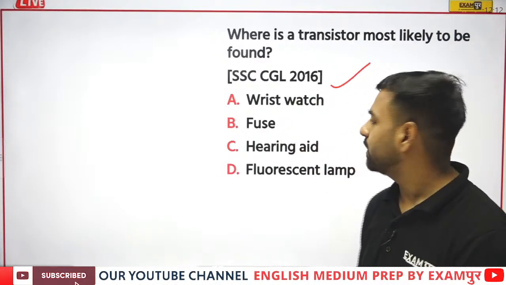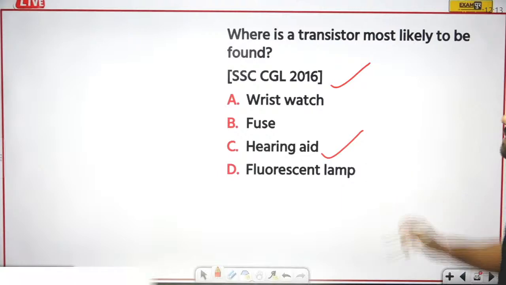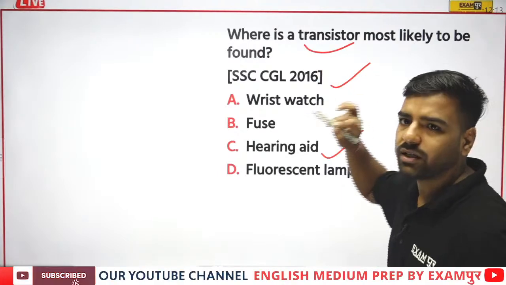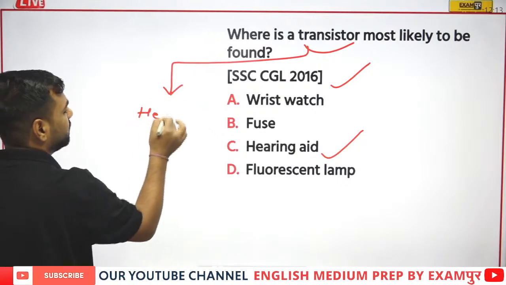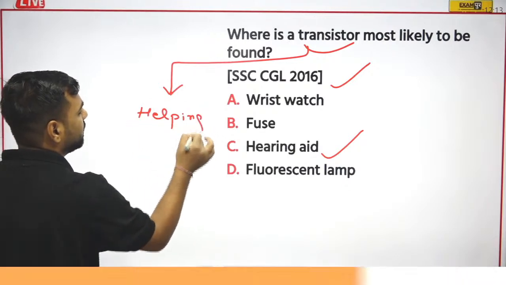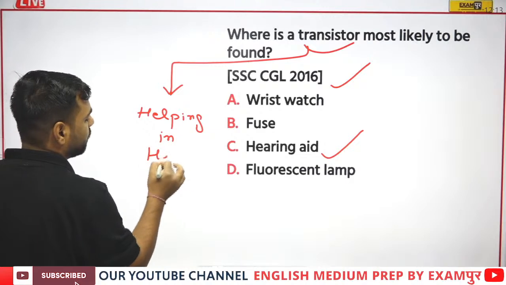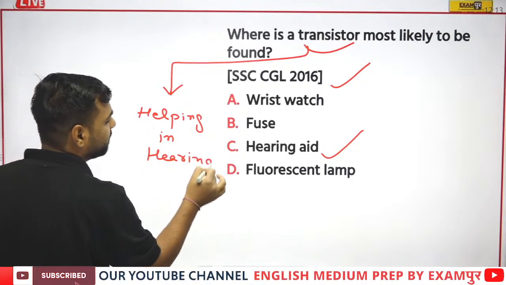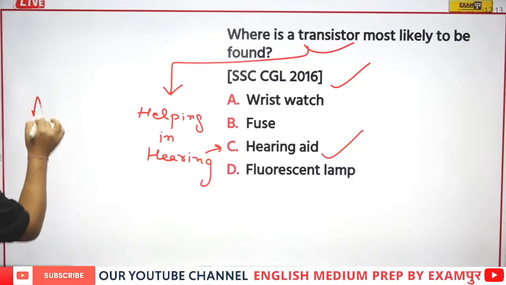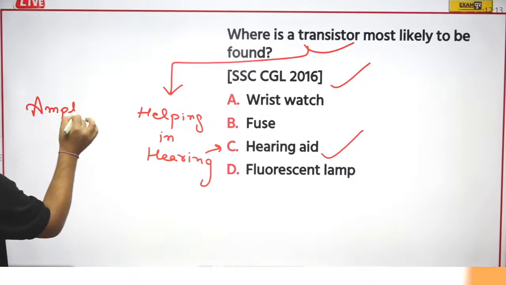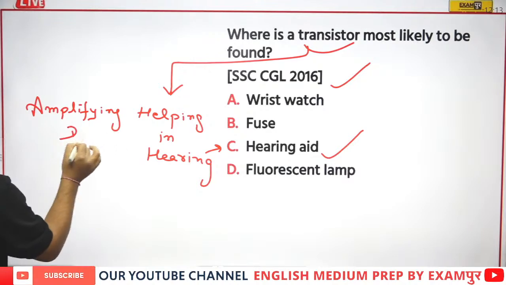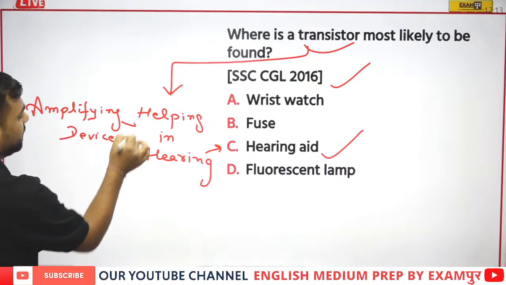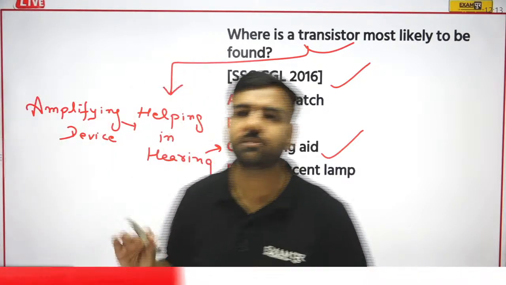Okay, so Jeevita, we have the answer, that is hearing aid. That's totally correct. We have just discussed it. If I talk about this transistor, it is helping in what? It is helping in hearing, that is, we can talk about hearing aid. That's right. But why? Because it is acting as an amplifying device. So since it is acting as an amplifying device, that's why we can say that it is helping in the hearing aid. Old age people actually use it.